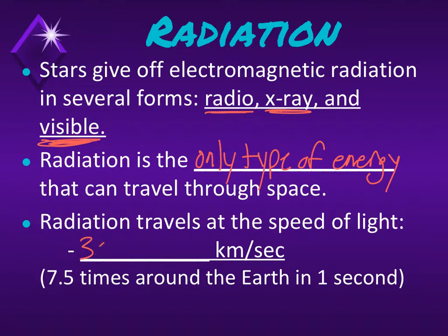It travels at 300,000 kilometers per second. Okay? And if you were to think about how fast that actually is, it could go around the Earth 7.5 times in 1 second. So, in the time it takes to blink or to snap your fingers, that energy could go around the Earth 7.5 times.